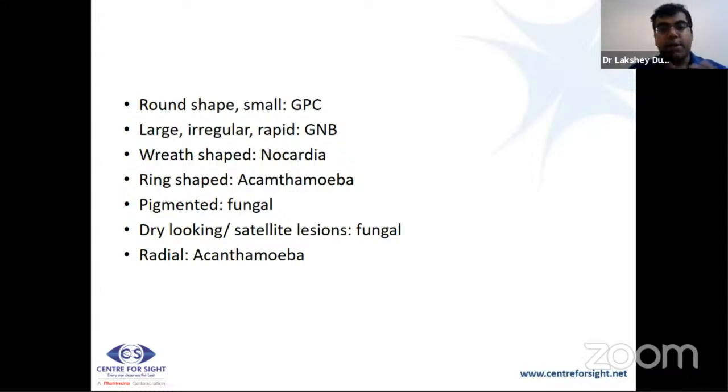I told you about this. If they're round, localized, and going deeper, they are usually associated with gram-positive cocci. If they are large, irregular, and spreading on the surface, melting the cornea, usually gram-negative bacilli. Wreath shape is nocardia. We saw in an image. Ring-shaped, acanthamoeba. Radial perineuritis is also with acanthamoeba. Can be pigmented in pigmented fungal keratitis, dry looking satellite lesions with fungal.